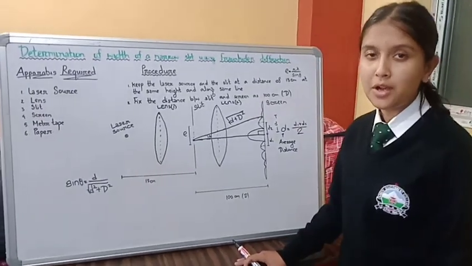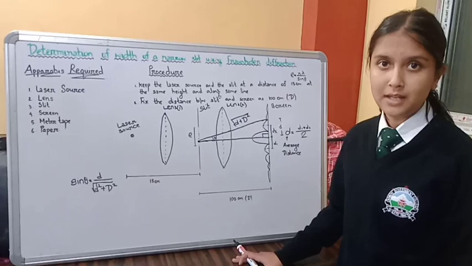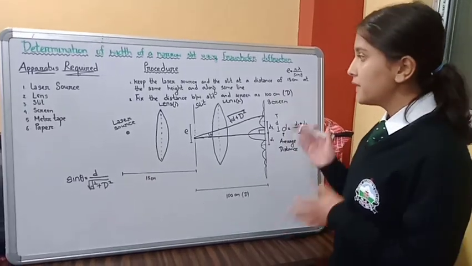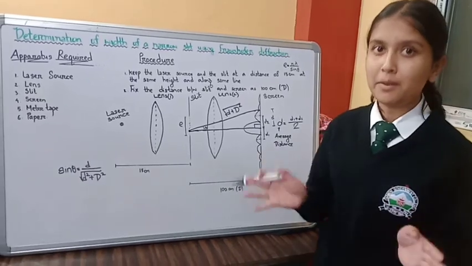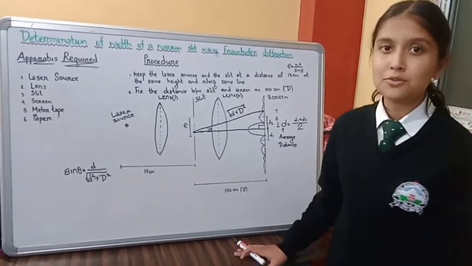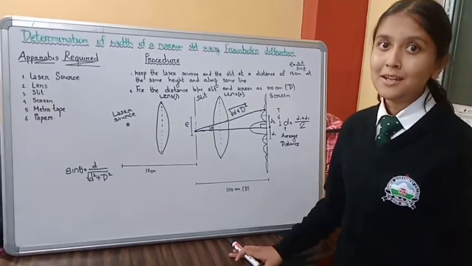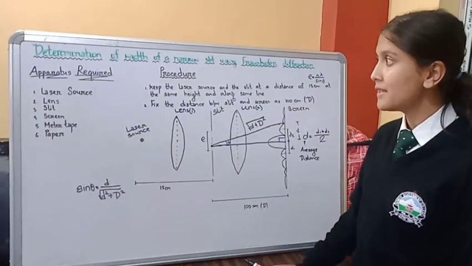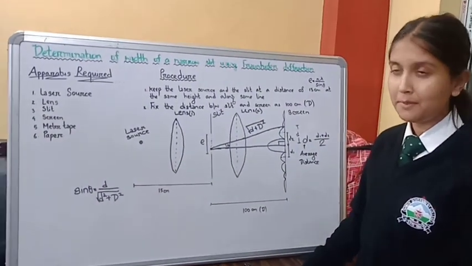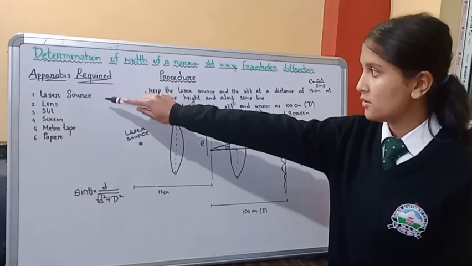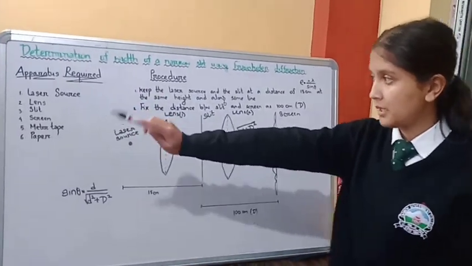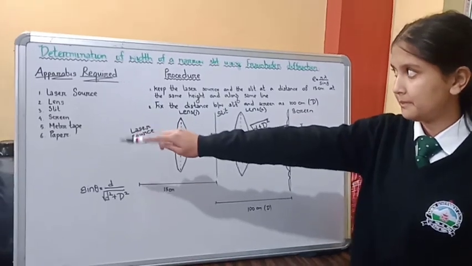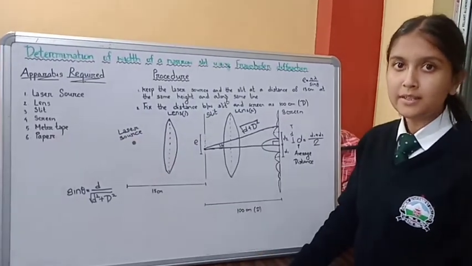Now we'll look into how this experiment is carried out in the lab. It is quite difficult to explain this experiment without any experimental setup, but I'll try my level best to explain this experiment through diagrams. The apparatus required to do this experiment are a laser source, lens, slit, screen, meter tape and a paper. Now let us look at its procedure.